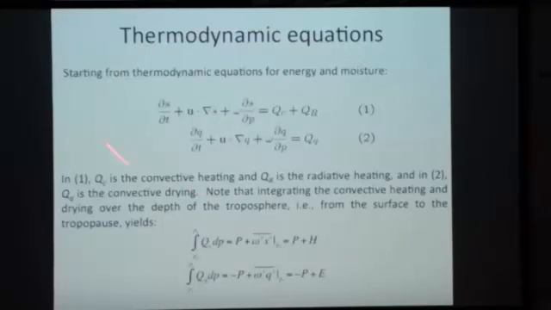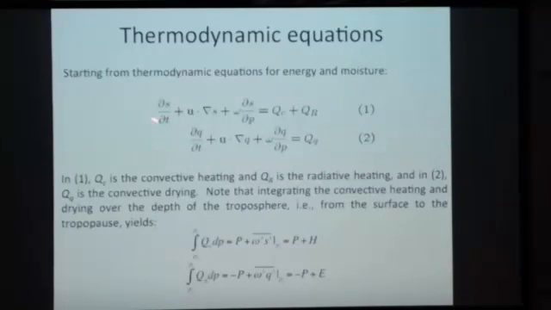So how do we kind of apply this? Let's start from the thermodynamic equations for energy and moisture. I'm not sure if I explicitly wrote these before, but essentially we can look at a budget of, in this case, dry static energy, temperature essentially. We can think about that as temperature effectively.